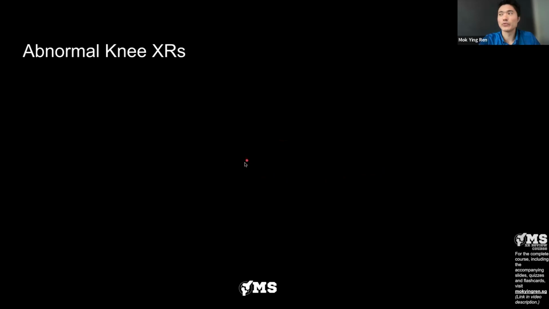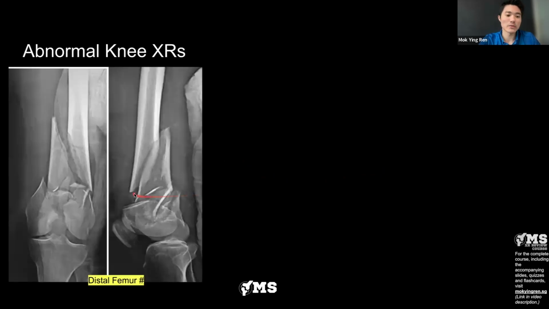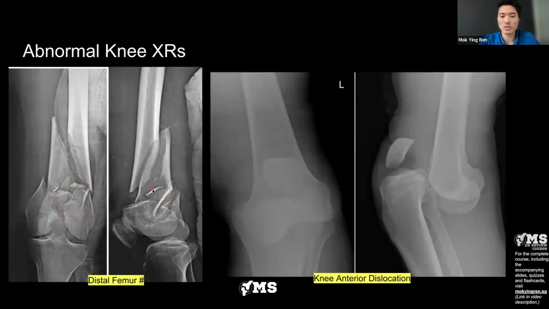Now, when we look at some abnormal X-rays of the knee, here you can see a distal femur fracture on the AP and lateral view, an intra-articular comminuted fracture. And here we can see that there is disruption of the beautiful symmetry again. On the AP as well as the lateral view, this is an anterior dislocation because we reference from the distal fragment. It has gone anteriorly. So this is a knee anterior dislocation.